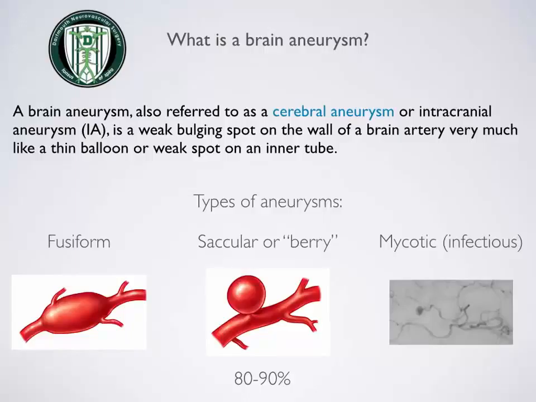There are three basic types of aneurysms: fusiform aneurysms, where the entire blood vessel wall is dilated and abnormal; saccular or berry aneurysms, which are most common, where there's an outpouching on the side of a blood vessel, usually at a branch point; and mycotic aneurysms. Mycotic aneurysms are usually associated with an infection.